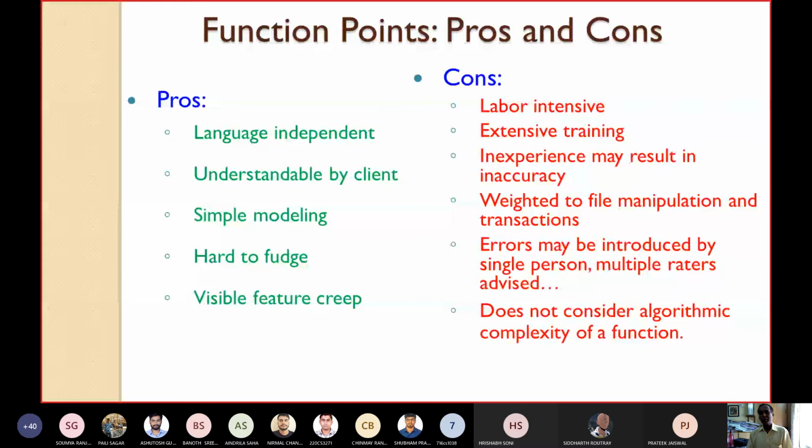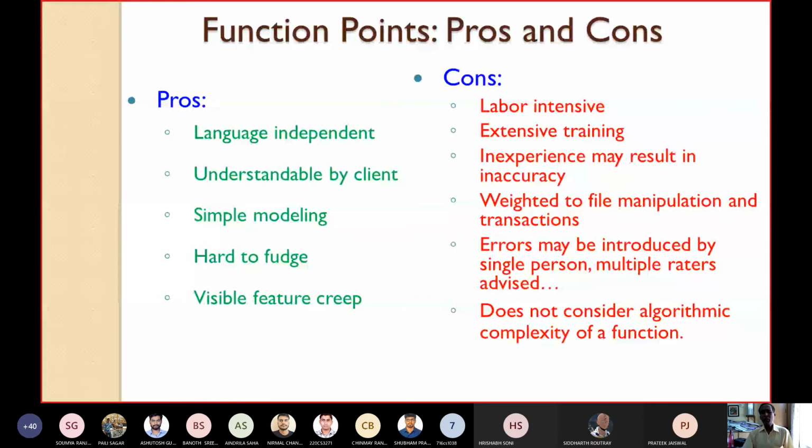Does not consider algorithmic complexity of function. So one important drawback is that what is the algorithmic complexity of a function that we are going to design? Function points do not take into account. They do not consider the algorithmic complexity of a function. So these are the drawbacks of function points.